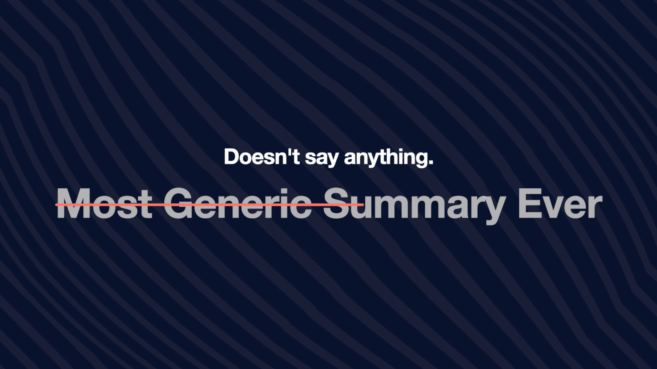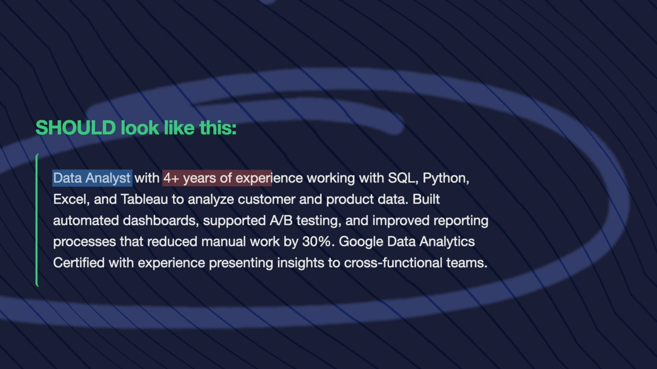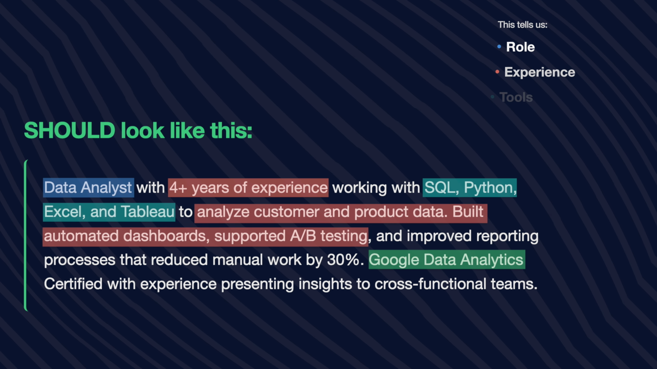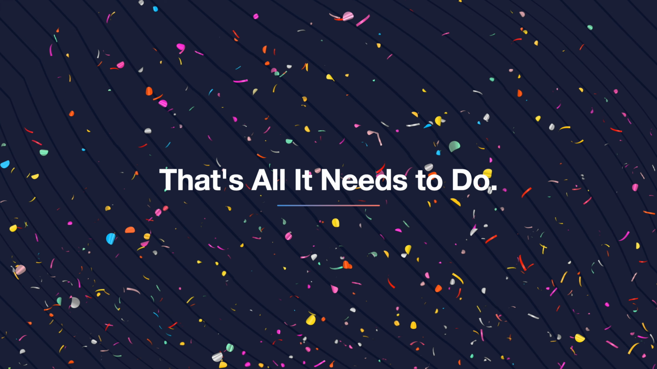Now, here's a better example. This one actually tells us something. We know the role, the years of experience, the tools, the certificate, we know the type of work, and we get a quantifiable accomplishment too. That's all your resume summary needs to do.